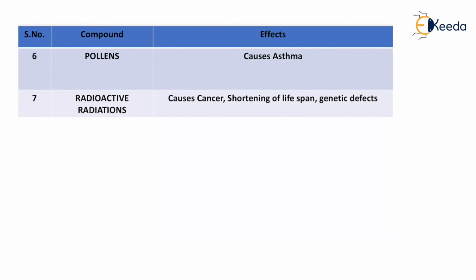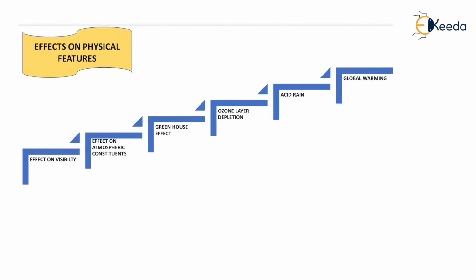More compounds are pollens. Pollens also cause asthma. Now the next one is the radioactive radiation. It will cause cancer, shortening of lifespan as well as genetic defects. Those are all the compounds and their effects, which will be important from the GATE point of view. Clear to all? Now we will see the effect on physical features.